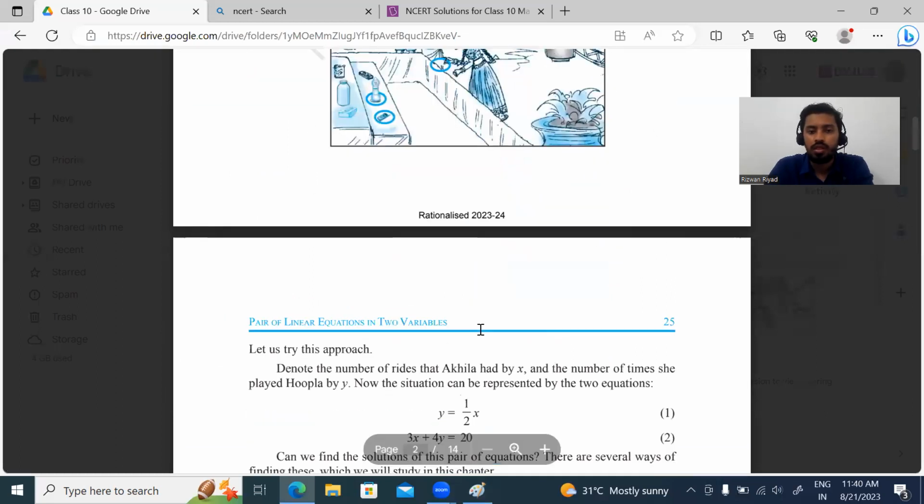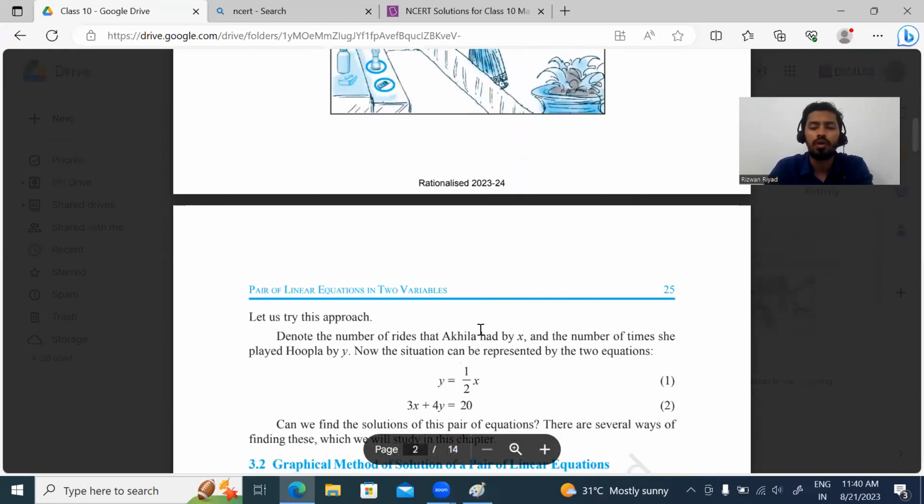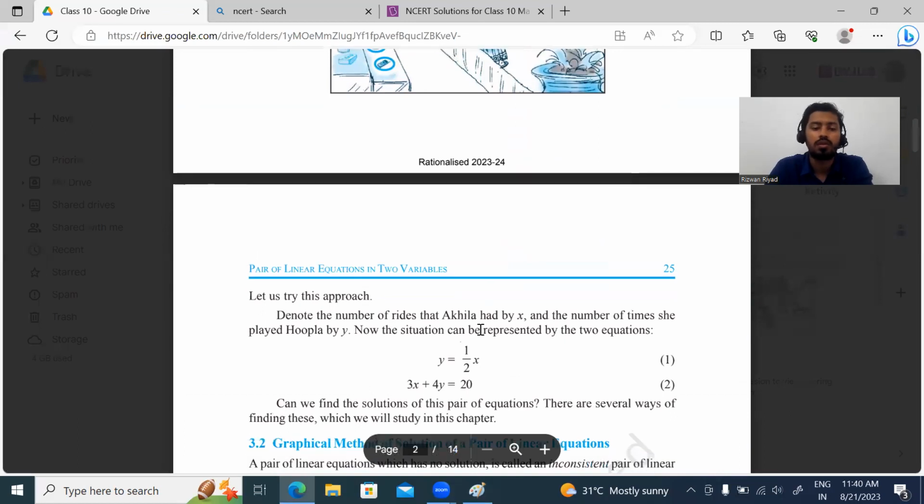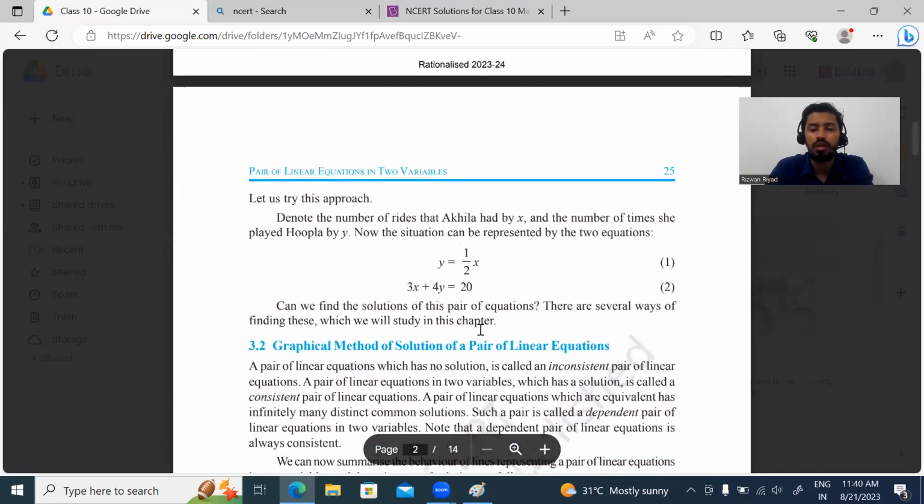So you can see the introduction, and you can see many real life examples where we can make use of a pair of linear equations in two variables. Okay, so I will come to that. You can see some examples here.